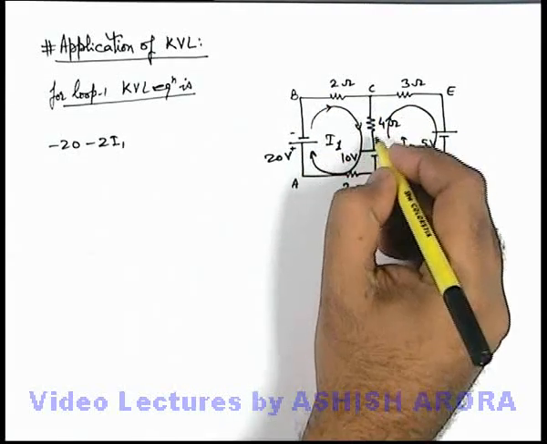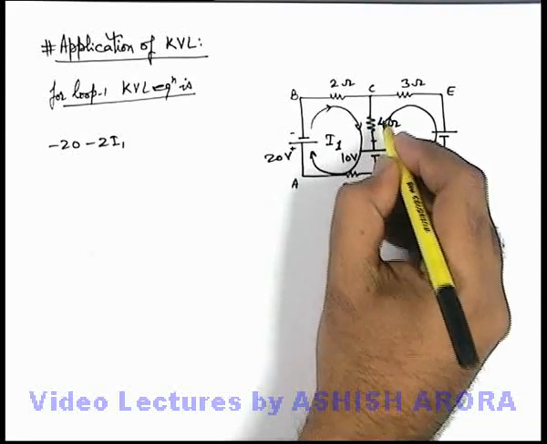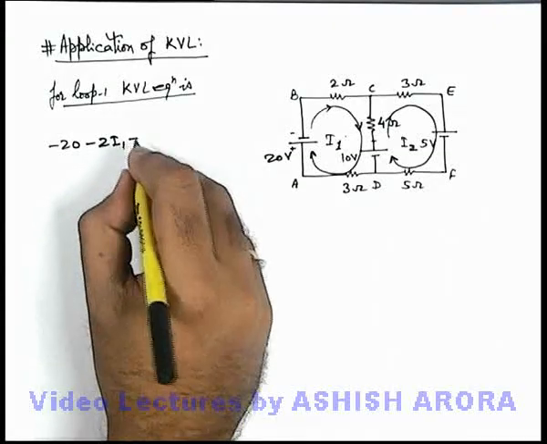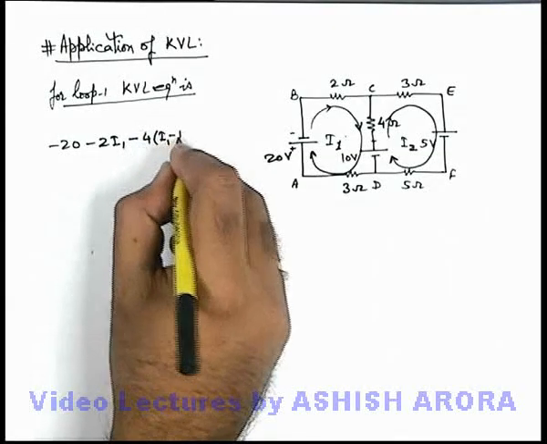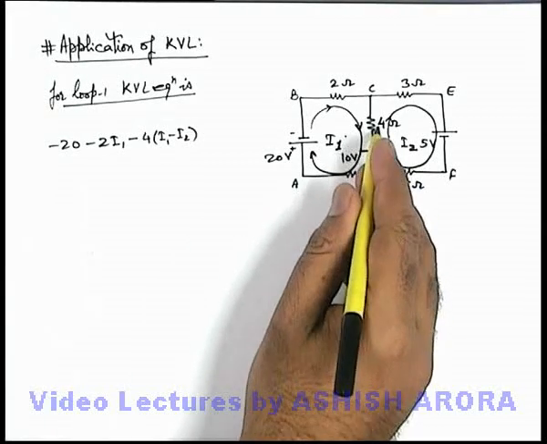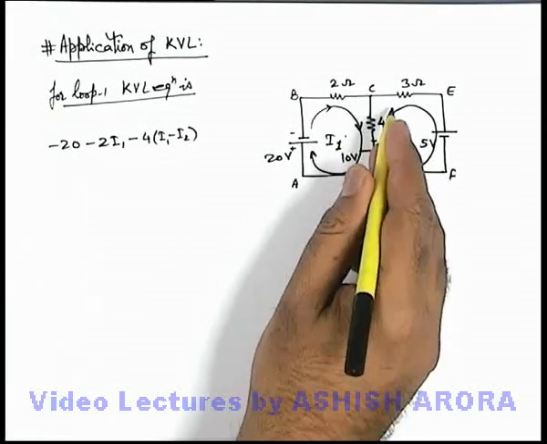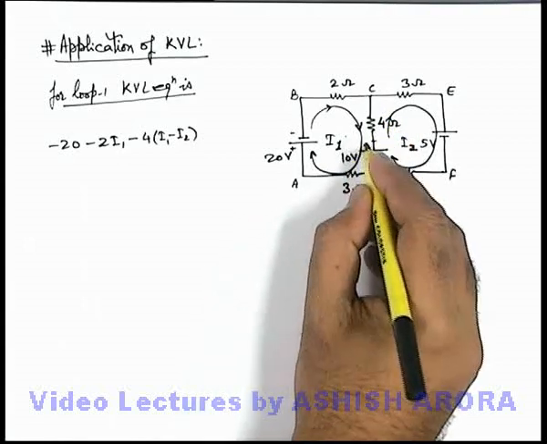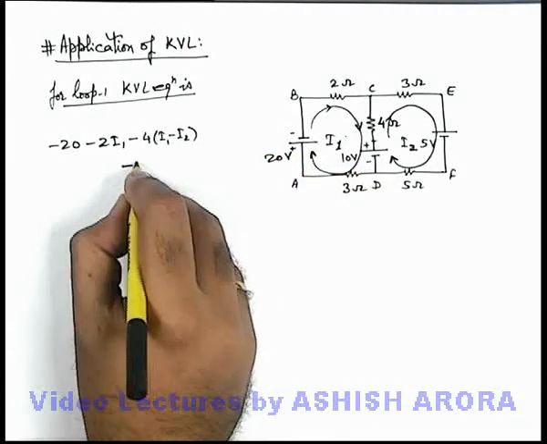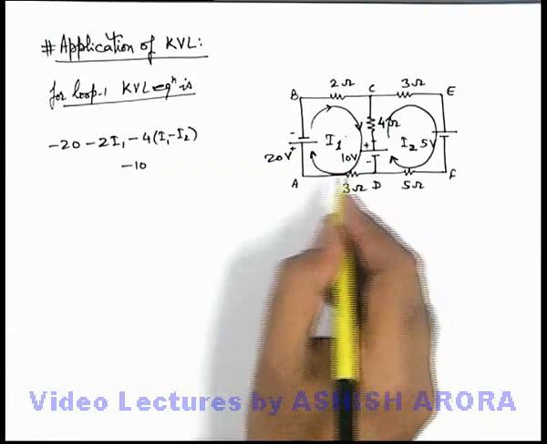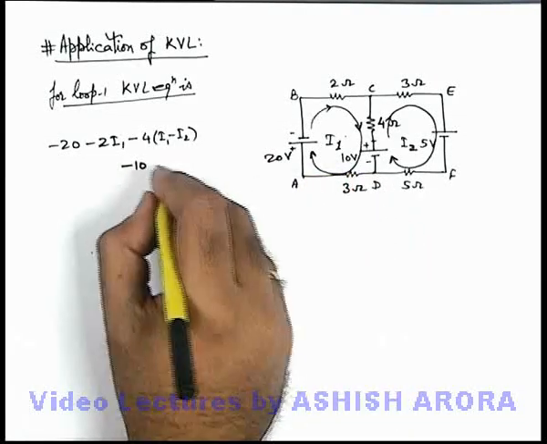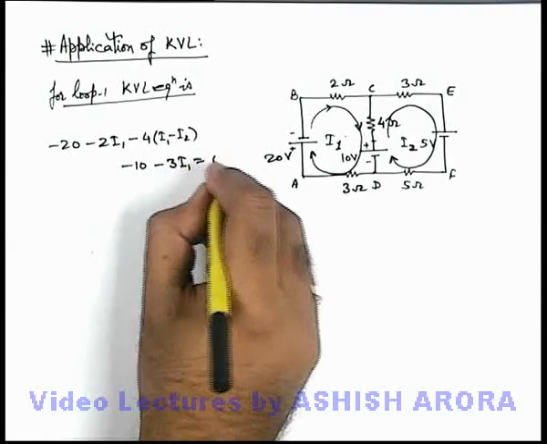If I move from C to this point, it will be a 4 ohm resistance and the current flowing in this direction is I1 minus I2. So I'll write minus 4(I1 minus I2) because the drop in the 4 ohm resistance will be IR. So 4 multiplied by (I1 minus I2) because I2 is also flowing in the opposite direction. Now there is a 10 volt drop due to the battery, so we can write it minus 10. And then from point D to A, there will be a 3 ohm resistance and current I1 is flowing, so it will be minus 3I1. This is equal to 0.